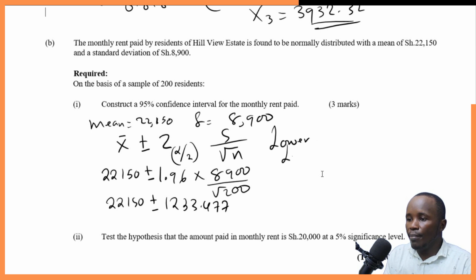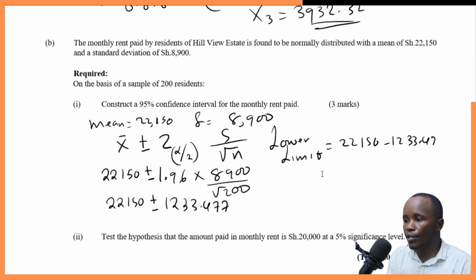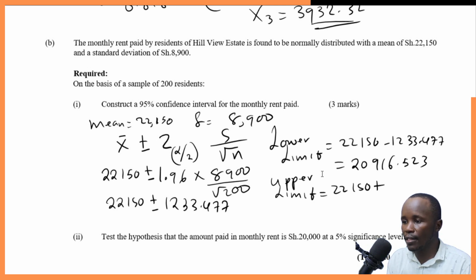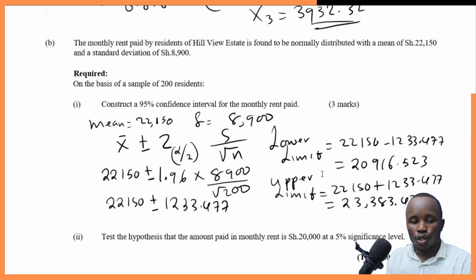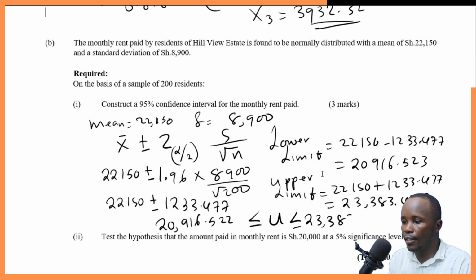For the lower limit you subtract: 22,150 minus 1,233.477. When you subtract, you get 20,916.523. For the upper limit you add: 22,150 plus 1,233.477 gives you 23,383.477. So the confidence interval here will be 20,916.523 less than or equal to the mean, which is less than or equal to 23,383.477.